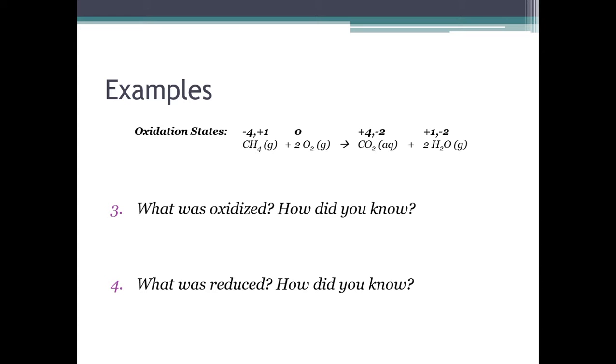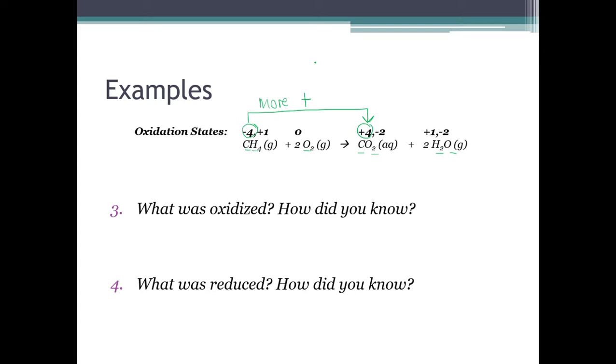All right, so the first question is, what was oxidized? Here we've got three elements. We're looking at carbon, hydrogen, oxygen in the reactants, and carbon, oxygen, hydrogen, and oxygen again in the products. So let's look at carbon to carbon first. Carbon starts at -4, ends at +4. That is definitely a change from here to here. That is becoming more positive.